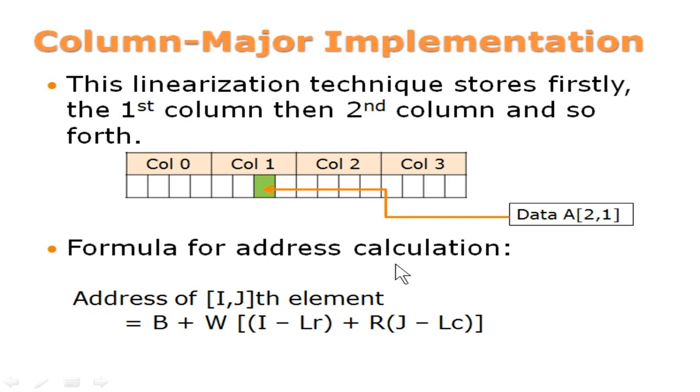The formula for array calculation is exactly the same, only difference is you can see previously in row major order you use the column, here you have to use row but multiply with J minus LC, okay, that's what you are going to do. I minus LR will be the same, but you have to take the row, okay, you have to find the row and then multiply it with J minus LC. That is the only difference between column major and row major.